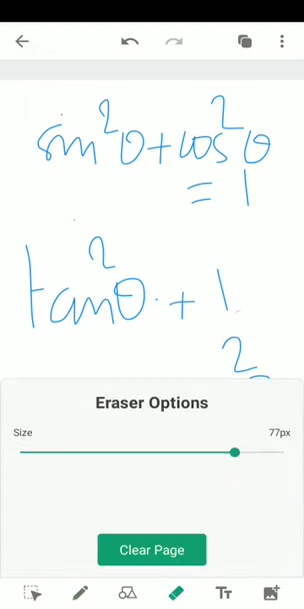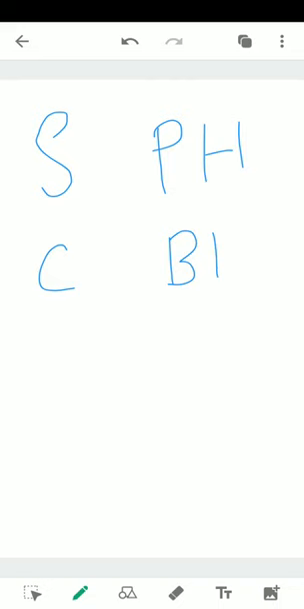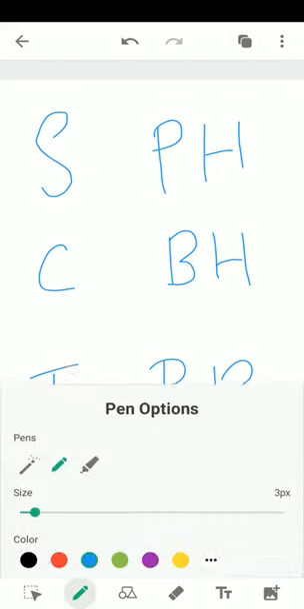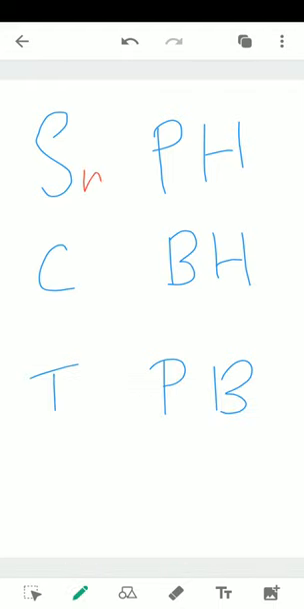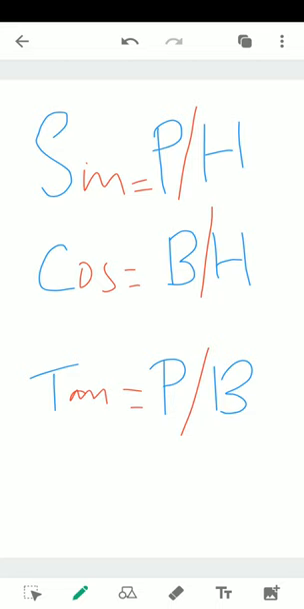So with this I have come to the end of the introduction to this chapter. Before I finish this class, there's a best way to remember. I think you would have heard from your seniors: some people have curly brown hair turns permanently black. So sine theta is perpendicular by hypotenuse, cos theta is base by hypotenuse, and tan theta is perpendicular by base. So this is one way of remembering these formulas.